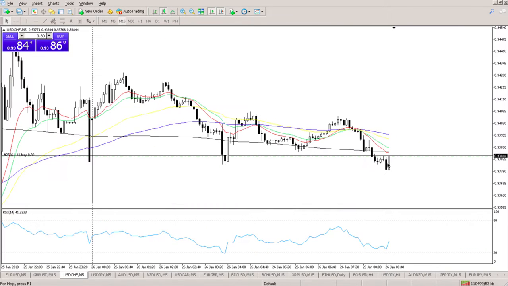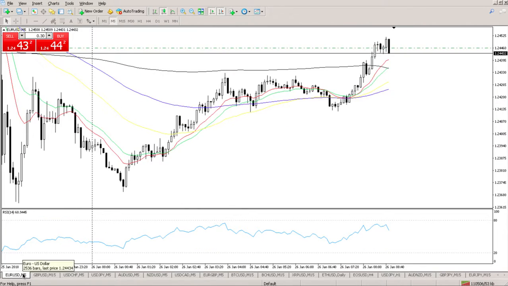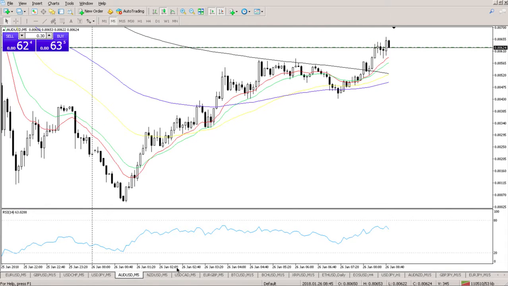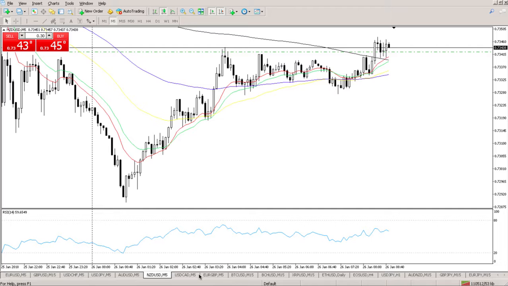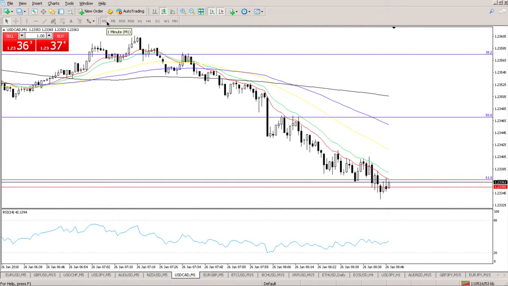Okay, beautiful. This is what I want in USD CAD too. Yeah, something similar in NZD USD too. Come on. I can just blindly take a position here, but I don't want to because I already got stopped out.